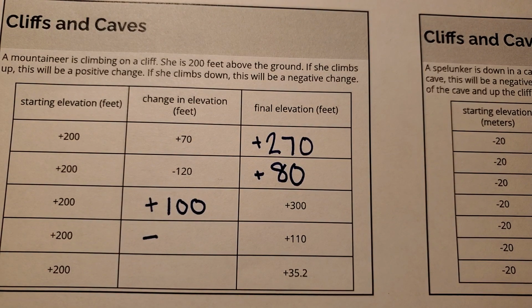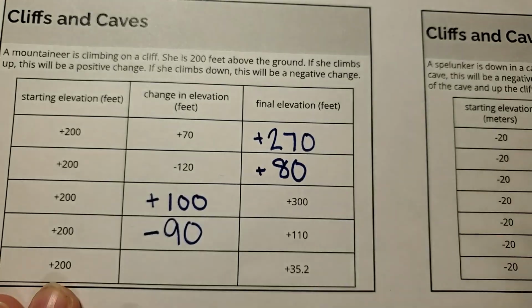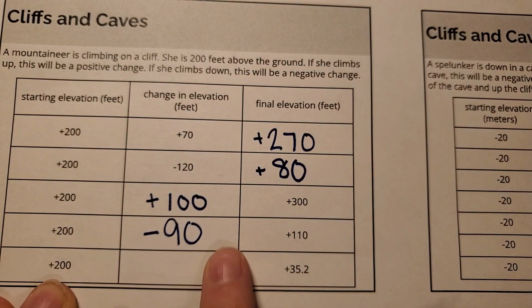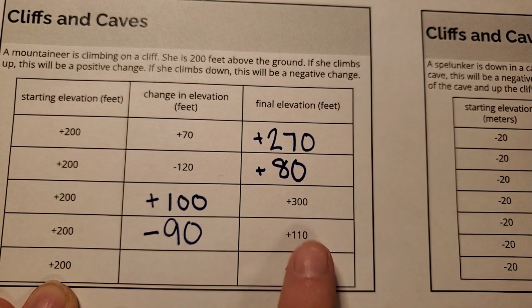Okay. Now on the next one, from 200 to 110, we decreased. Our change in elevation is going to be negative. Now, from 200 to 110, to figure out what that change is, we can subtract these. We can do 200 minus 110 to find that change in elevation. And that's going to be 90. So our change in elevation is negative 90. Okay, so then 200 minus 90 would be 110.